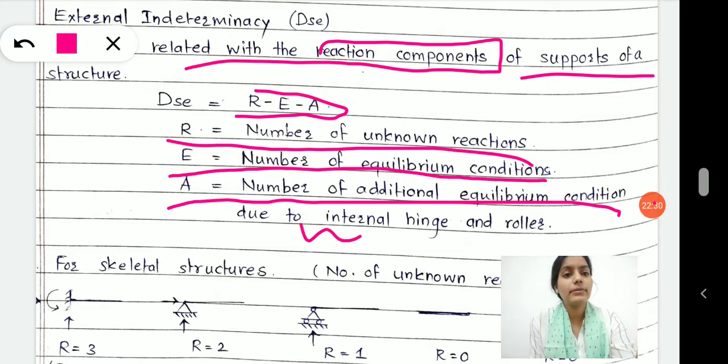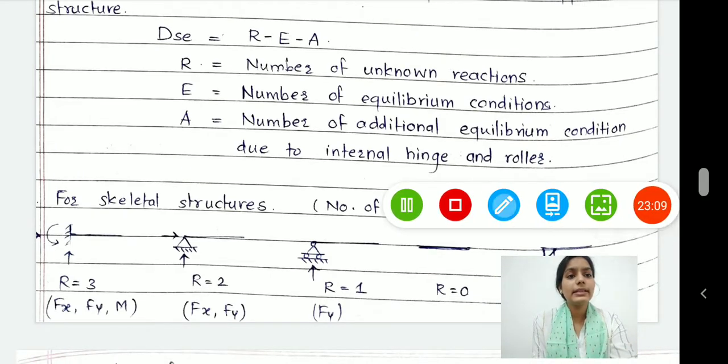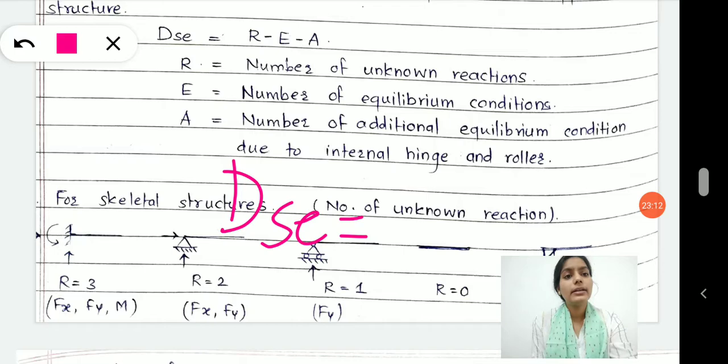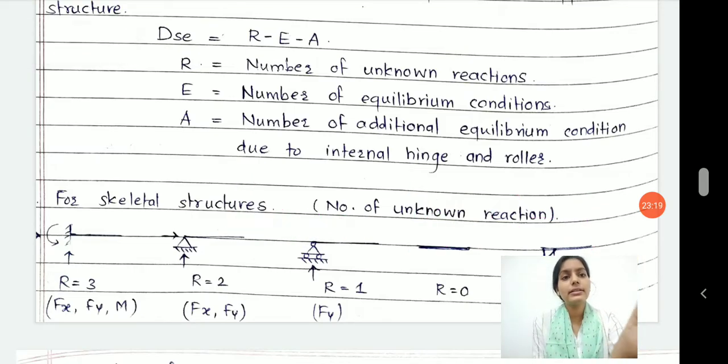See here, I have written one word. Due to internal hinge and roller, the extra equilibrium equations developed are represented by A. These are not compatibility equations. Do not misunderstand it. See here, there is a difference. A is the number of additional equilibrium equations developed due to the internal hinge or roller you have provided in your structure, right? E stands for the number of equilibrium conditions, which are 3, and R is the reactions in your structure, right? Now DSE equals reactions minus equilibrium equations minus additional equilibrium equations. So the formula is set here.